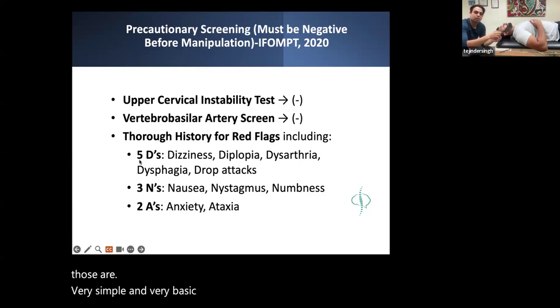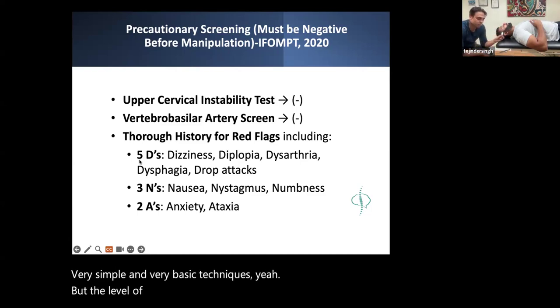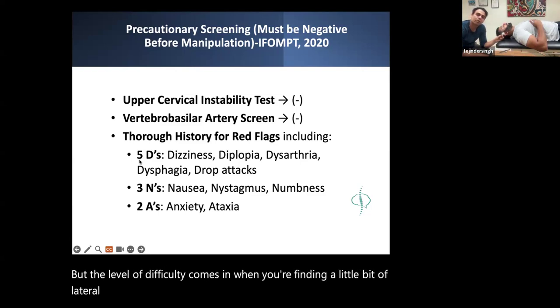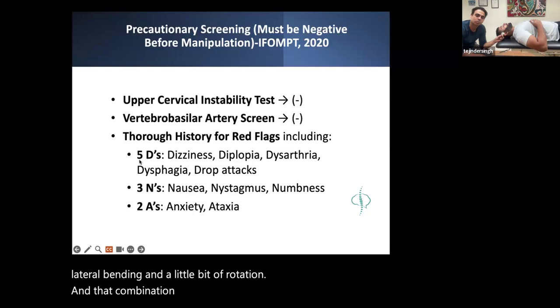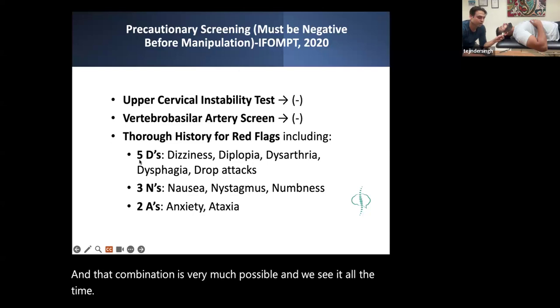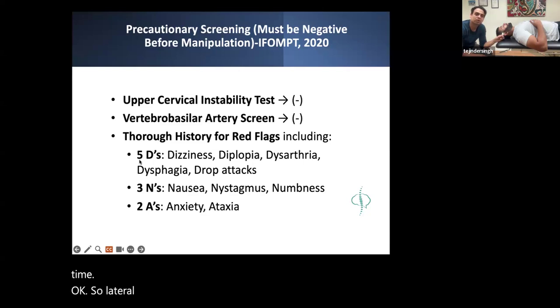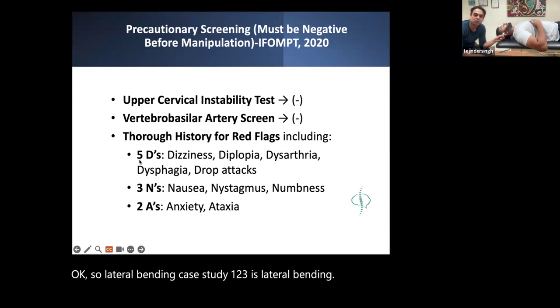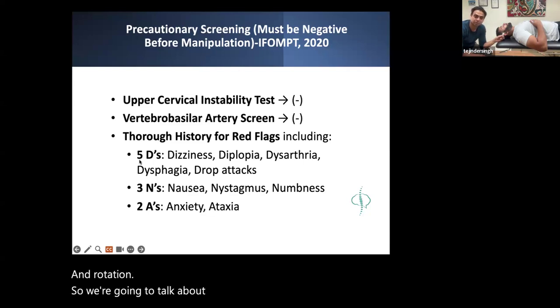But the level of difficulty comes in when you're finding a little bit of lateral bending and a little bit of rotation. That combination is very much possible, and we see it all the time. So case study 1, 2, 3 is lateral bending and rotation. We're going to talk about how to address that. There are muscle energy techniques you can use.